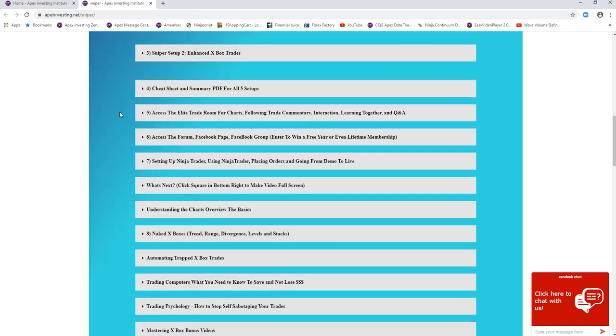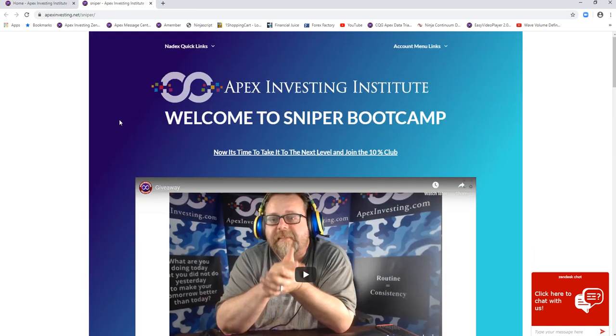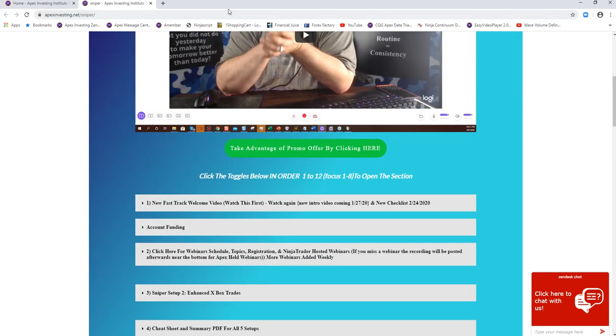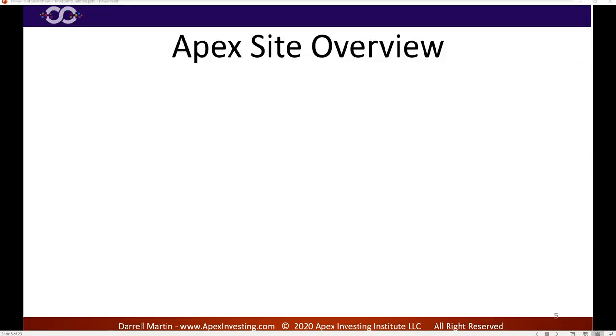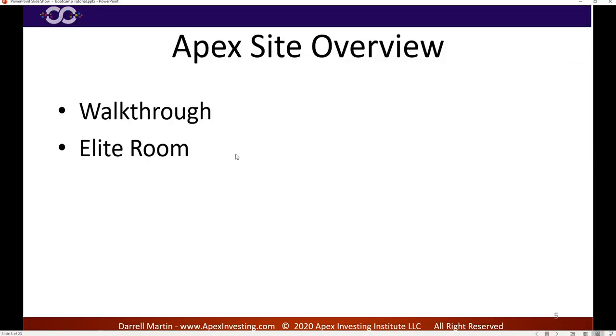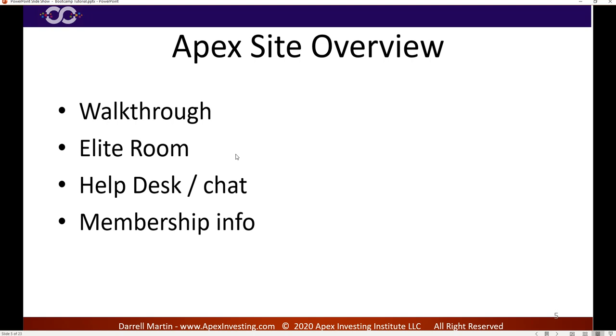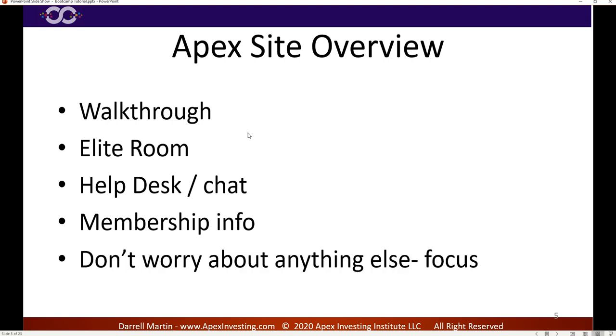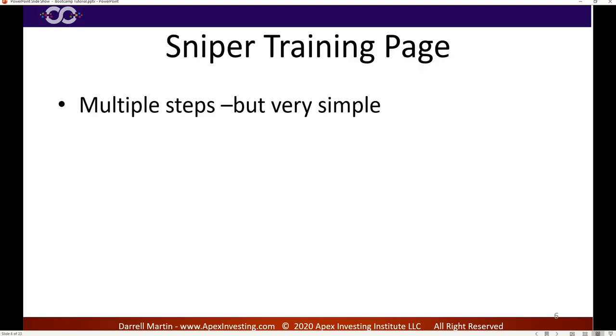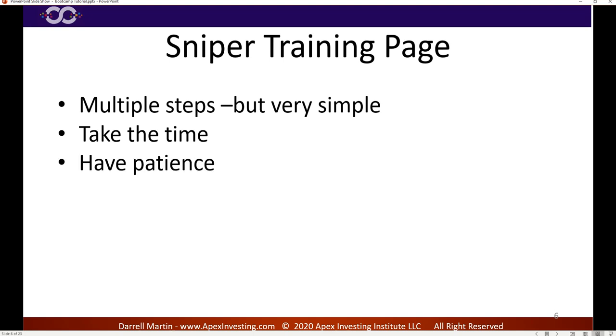This is the sniper training page here. And this is where you will pretty much live for the next 30 days. So, access to the elite room is there. Like I said, don't worry about anything else. There's multiple steps here, but it is very, very simple. And you really just do have to take the time. We're going to go through some basics during this series and break it down, but you really do just have to commit and take the time and have some patience.